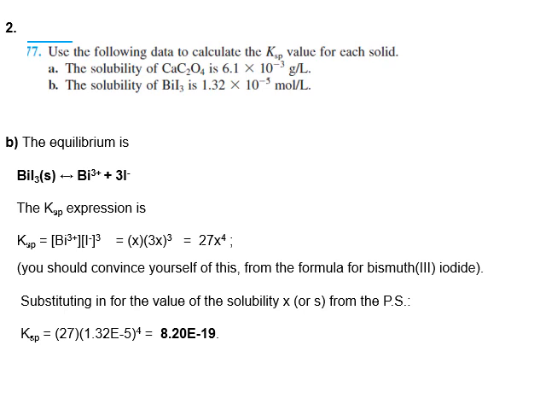So this is just writing what we call the KSP expression. It's just like a K expression. It's just K equals products over reactants. And then just solve for x, and you get at the bottom 8.20 times 10 to the minus 19th. Next slide.